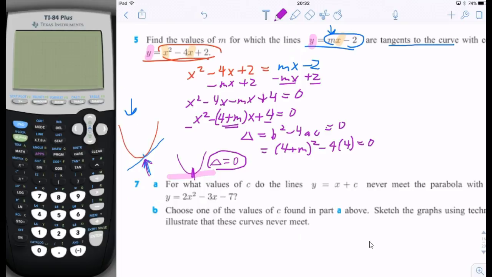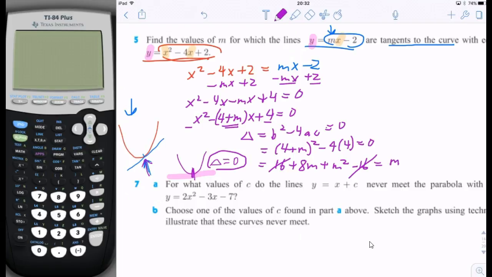So, and we set that equal to 0. So now we expand this so that we can combine the terms. So we're going to have 16 plus 8m plus m squared. And now we're going to have minus 16. And so the 16s actually cancel out. That was convenient. So now we have 8m plus m squared.